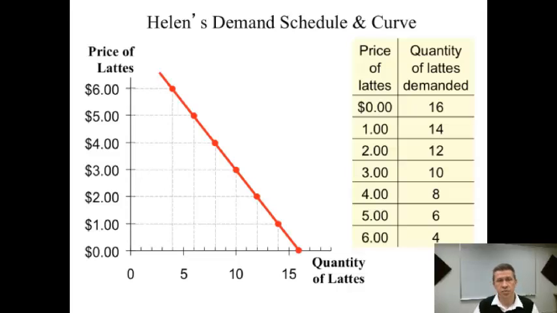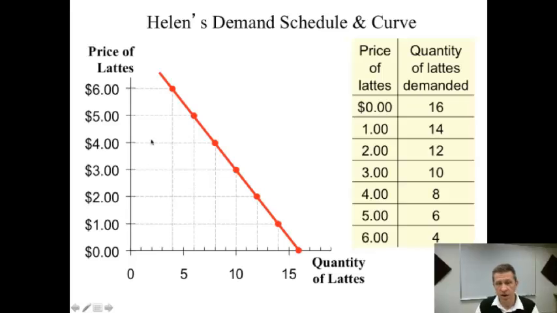Well, for Helen's individual schedule, as the price increases, the quantity of lattes Helen wants drops. Makes a lot of sense, satisfies our law of demand. Because the law of demand holds, what we expect for our demand curves is that they will be downward sloping. As you drop the price, the quantity demanded will fall.